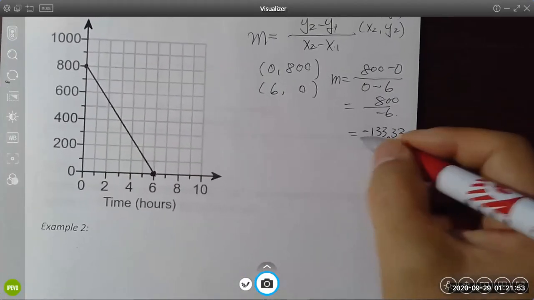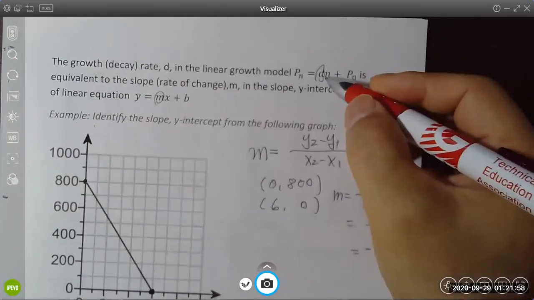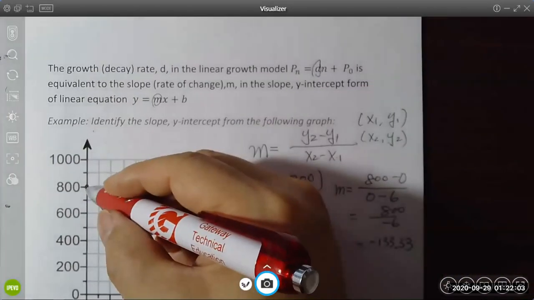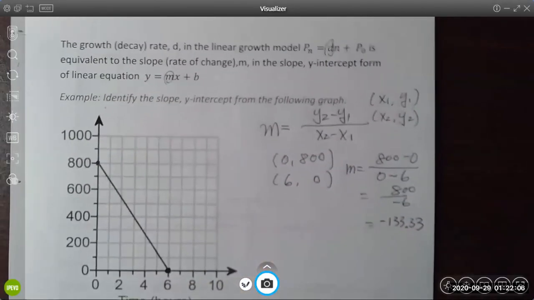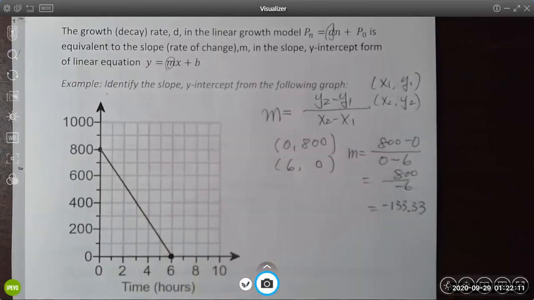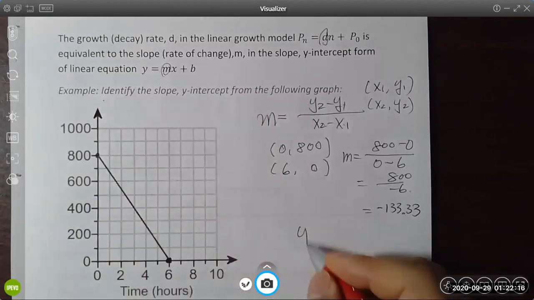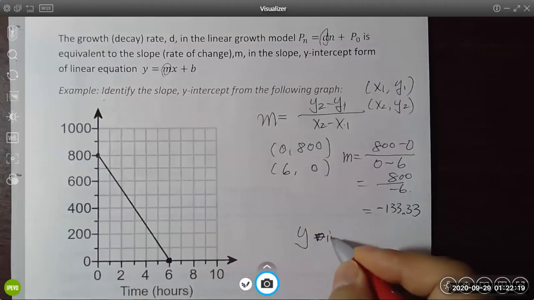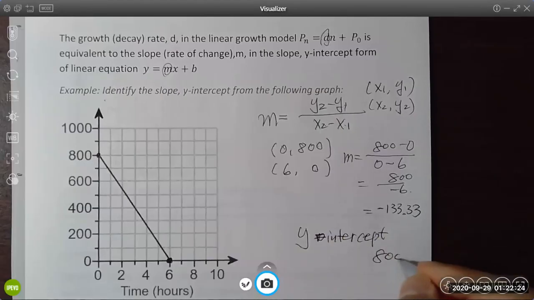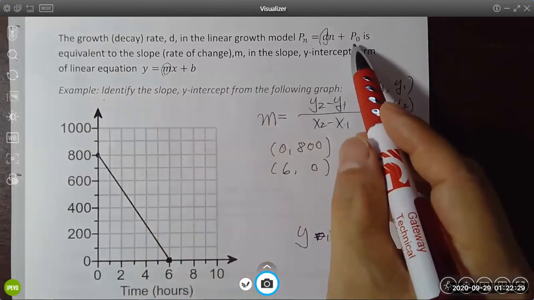So you got a negative slope. What does that mean, negative slope? When slope is negative, remember slope is equivalent to the growth rate. It means it's declining, it's decreasing. That's why this line from left to right is decreasing. So the slope is negative. What is the y-intercept? Remember, the y-intercept is the point on the y-axis. So the y-intercept is 800. That's equivalent to this b. That's equivalent to the initial value P0.